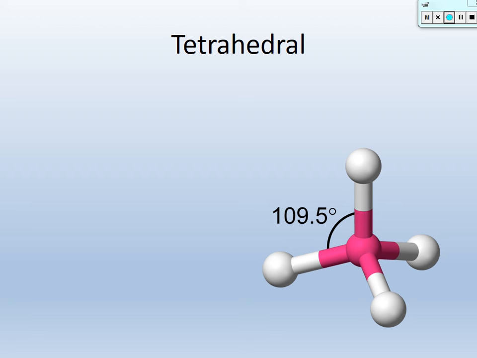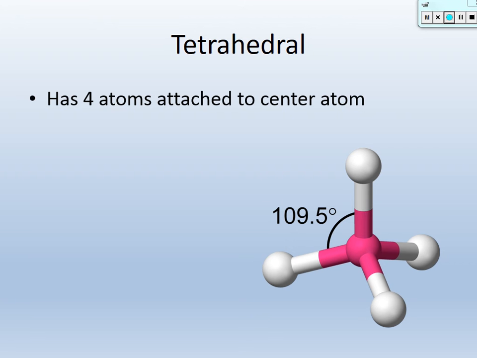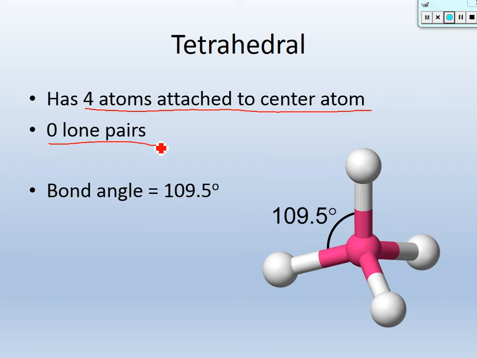Okay, tetrahedral. Tetrahedral has four atoms attached to the central atom and no lone pairs. Zero lone pairs. Bond angles are about 109.5. An example of this is CH4.